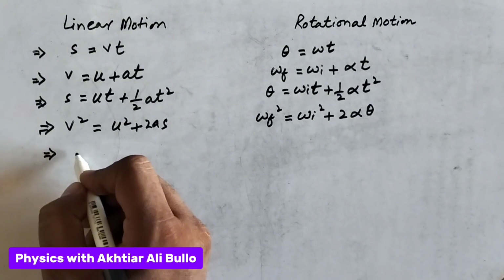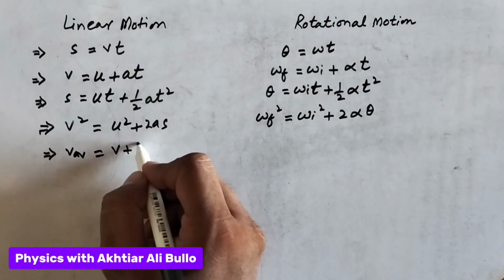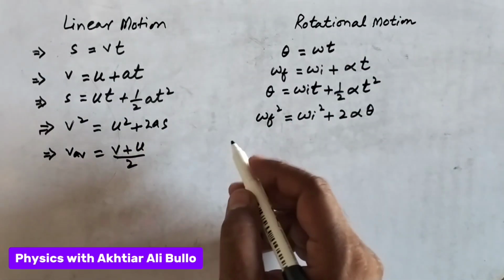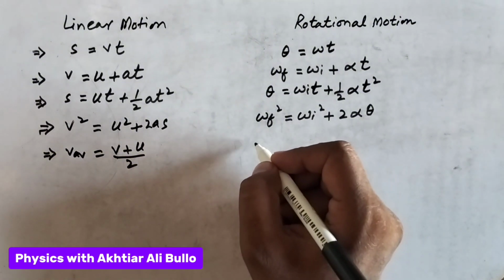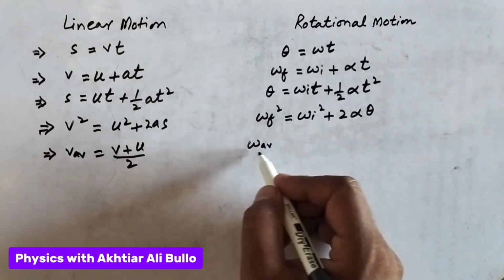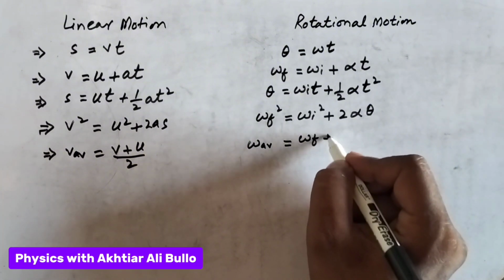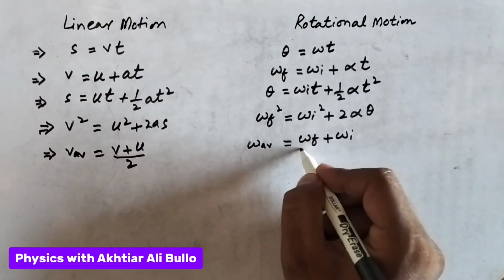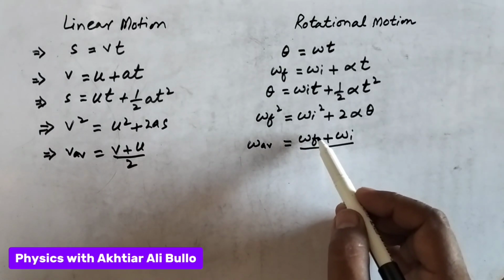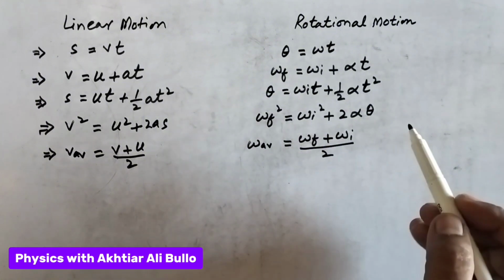The equation for average velocity in linear motion will be v plus u upon 2, and in angular or rotational motion the equation for average velocity will be, means average angular velocity is equal to final angular velocity plus initial angular velocity divided by 2. Here omega f denotes final angular velocity and omega i denotes initial angular velocity.